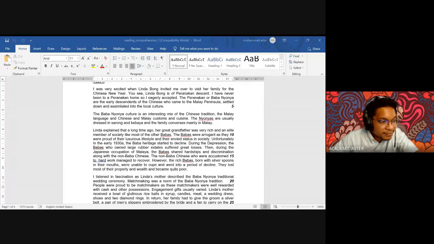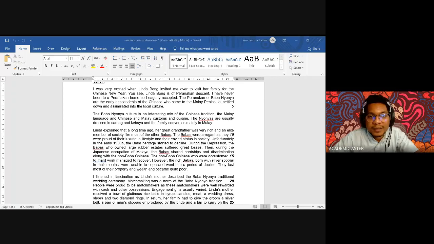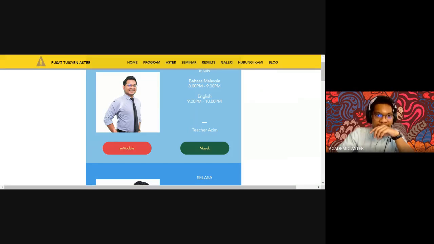Giri, you couldn't find the file? Can you open it? Yes, bulan Mei. There's one file, bulan Mei. Come, let me show you. Sekejap. Stop presenting first. Okay, open here. Then click on e-module. Then click on Sir Azim. There's only one, right? Then choose English. Then there's one file, one separate file saying latihan bulan Mei.